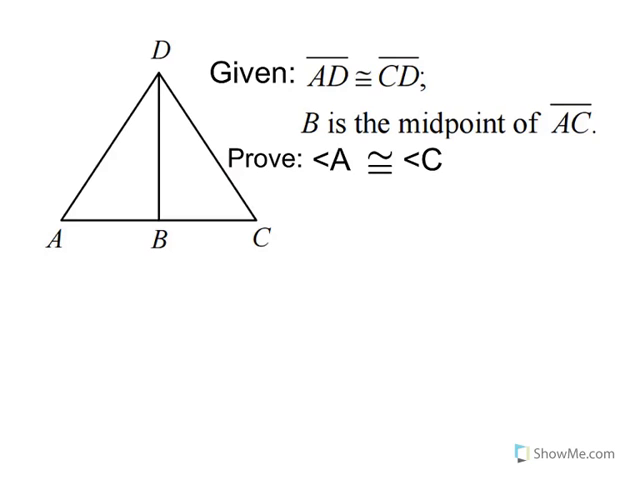So we're given that AD is congruent to CD, and that B is the midpoint of AC. We're trying to prove that angle A is congruent to angle C. So let's look at our picture and make sure that we have the given information in there. So AD is congruent to CD. We'll mark that off. B is the midpoint of AC, meaning it splits into two congruent parts. Okay, so that's what's in the given. We know that we want to start with our given.